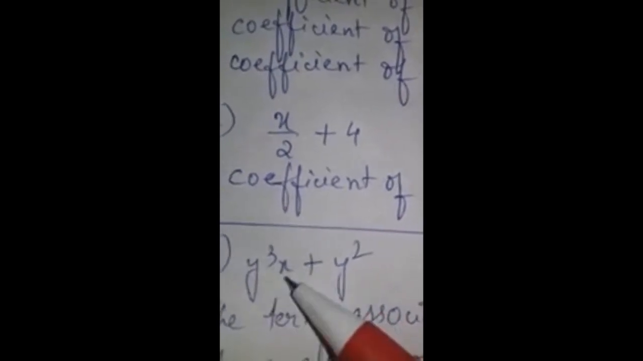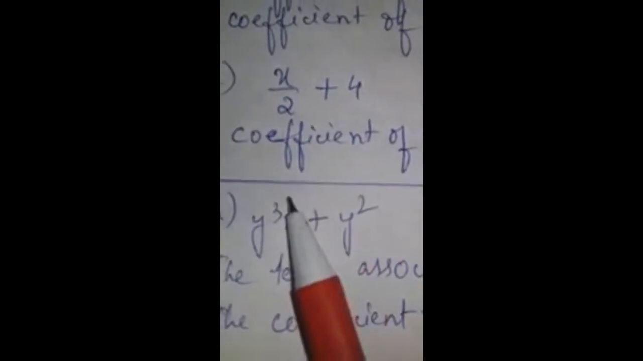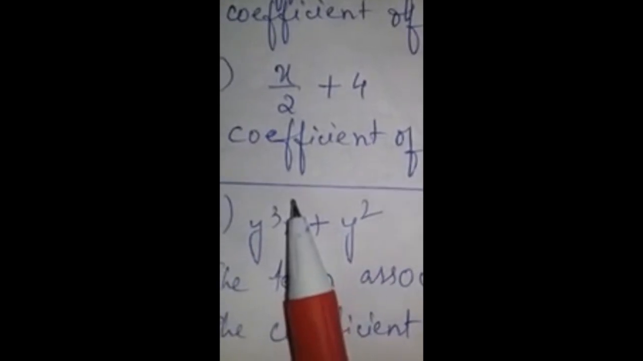Now come to sum number 5. Here you will have to write the terms which are associated with x, means the term in which x is present in the given algebraic expression. So you can see that here y cube x plus y square is there. So which is the term associated with x? This one, the first term, that is y cube x, and the coefficient of x will be, apart from x, the variable which is present, that is y cube. So the coefficient of x will be y cube.